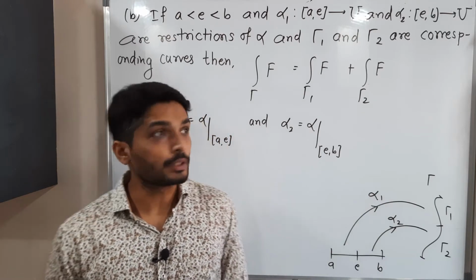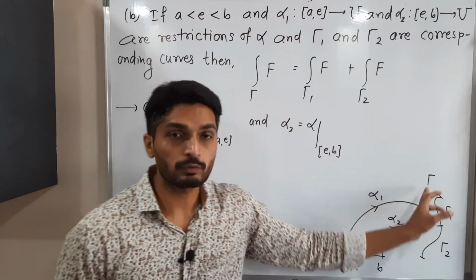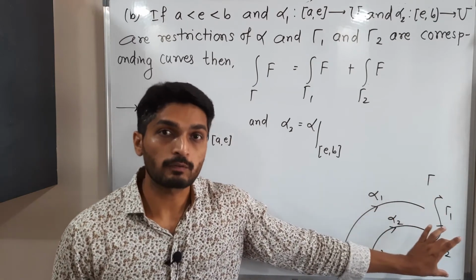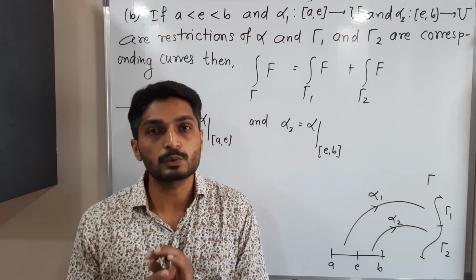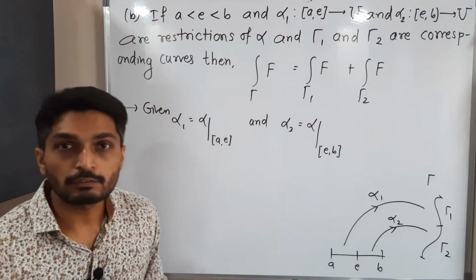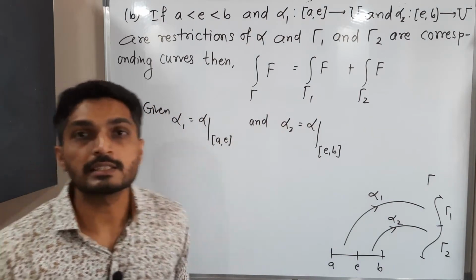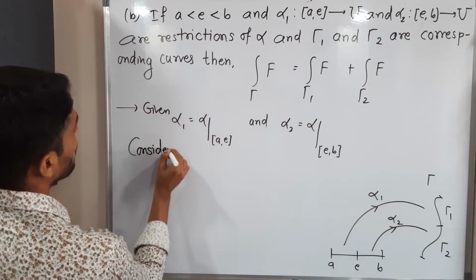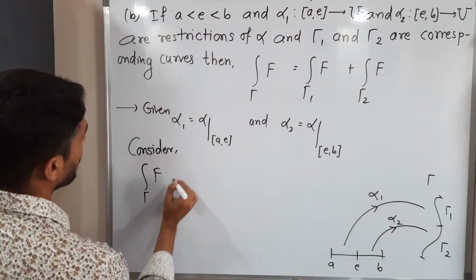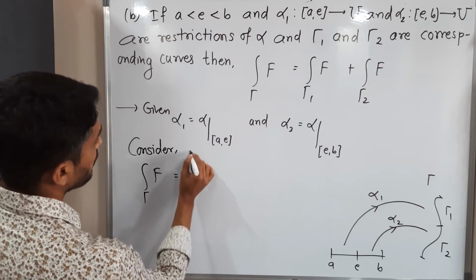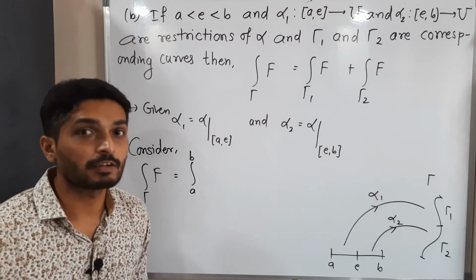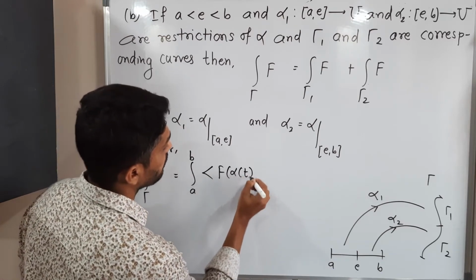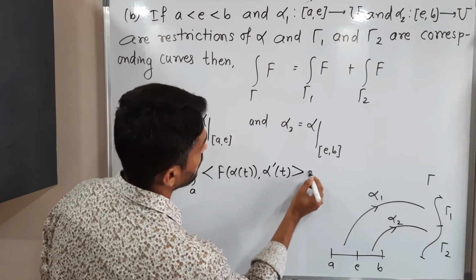What we have to prove is that the integral of F over the entire gamma is equal to the integral of F over gamma 1 plus the integral of F over gamma 2. The proof is quite simple. I have written the given information here. Let us start with left hand side and we can easily bring right hand side. So I am going to consider the integral of F over gamma, which by definition is the integral a to b, since our parameterization alpha is defined on closed interval [a, b], of inner product F of alpha of t, alpha dash of t, dt.